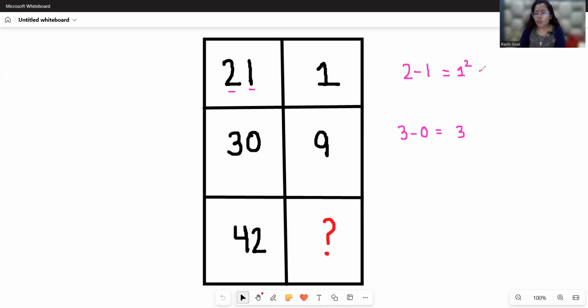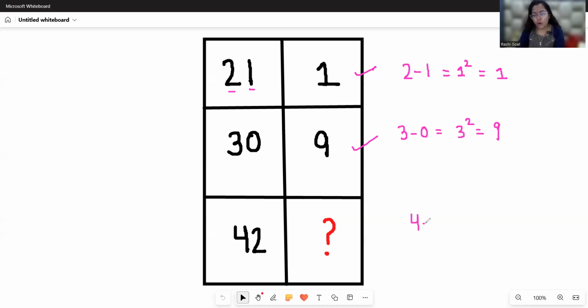If I do the square of 1, this gives 1. So 2 minus 1 is 1 and the square of 1 is 1. So yes, it's verified. Now 3 minus 0 is 3 and the square of 3 is 9. So it is also verified. That means this logic works here.